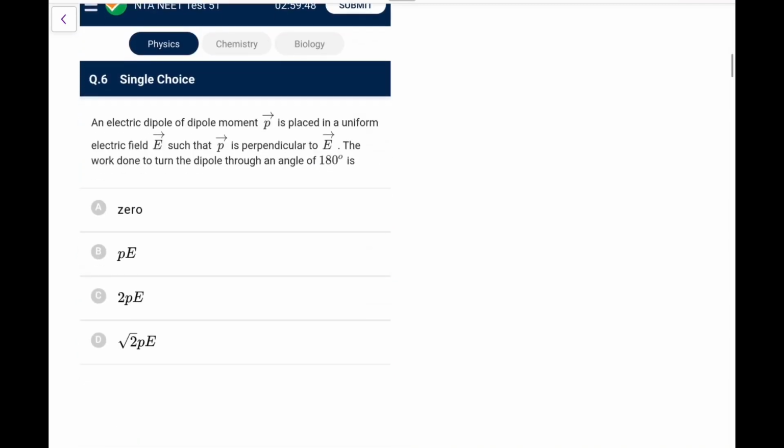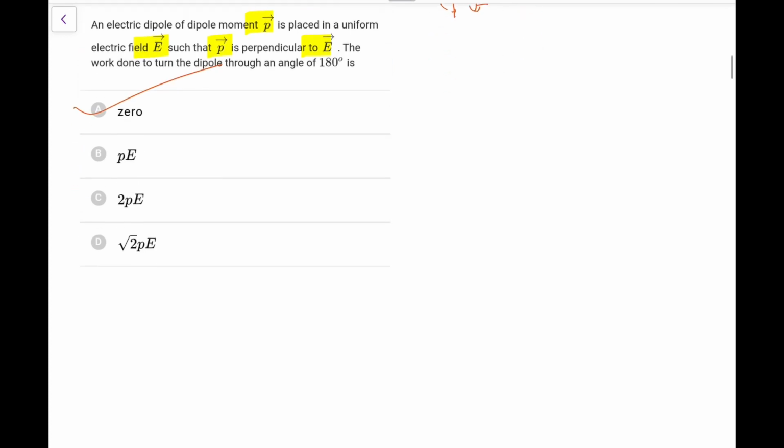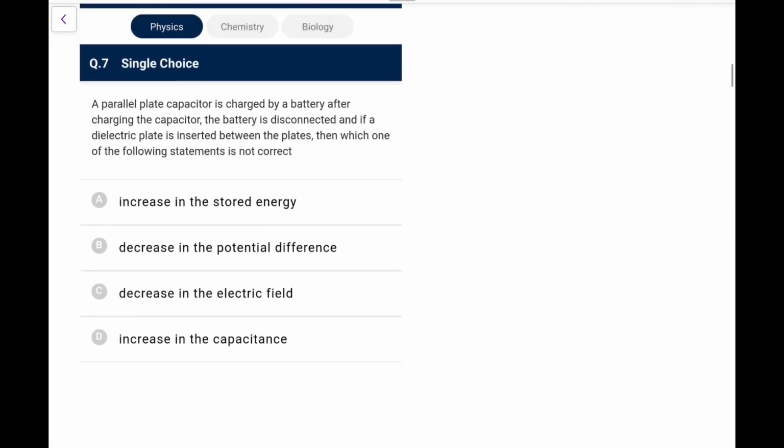Now the sixth one. An electric dipole of dipole moment P is placed in a uniform electric field E such that P is perpendicular to E. The work done to turn the dipole through an angle of 180 degree is. Now P is perpendicular to E like this. This is P and this is E. Now work done to turn the dipole through an angle of 180. So if you rotate it by 180, it becomes like that. Angle was 90, it is still 90, so no change. So answer will be 0, no point. It's also an easy one.